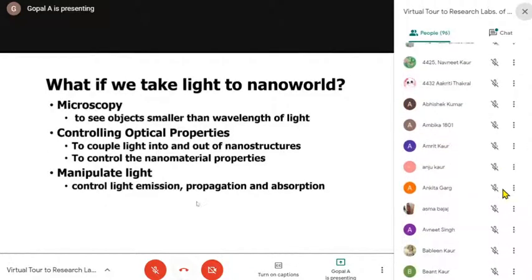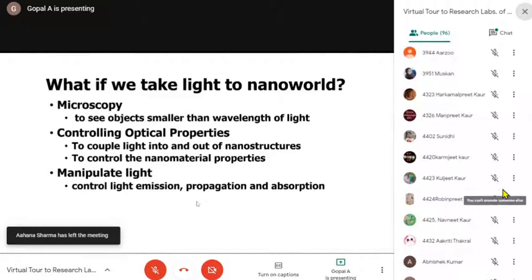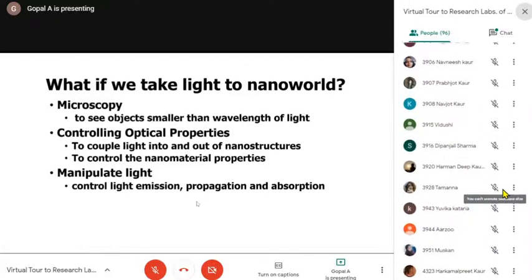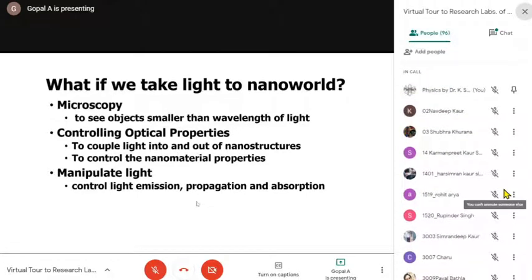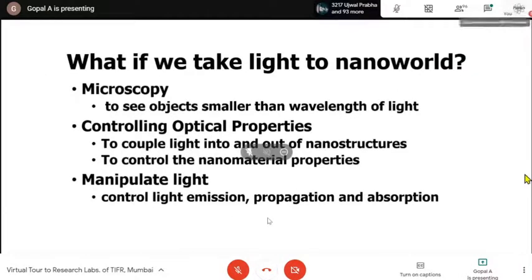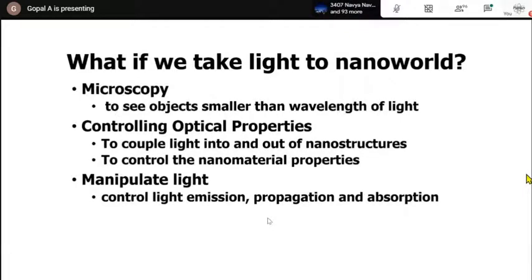If you take light to the nano world, that is below the wavelength of light, so if you take light to regions which are smaller than the wavelength of light, so beat the diffraction limit, then we can see objects much smaller than the wavelength of light. So we can control the optical properties of materials or nanostructures. We can control how light is coupled into it, we can change its polarization, we can change its intensity, we can change at what times it's turning on and off. So we can manipulate the light if we can take light to the nano world.